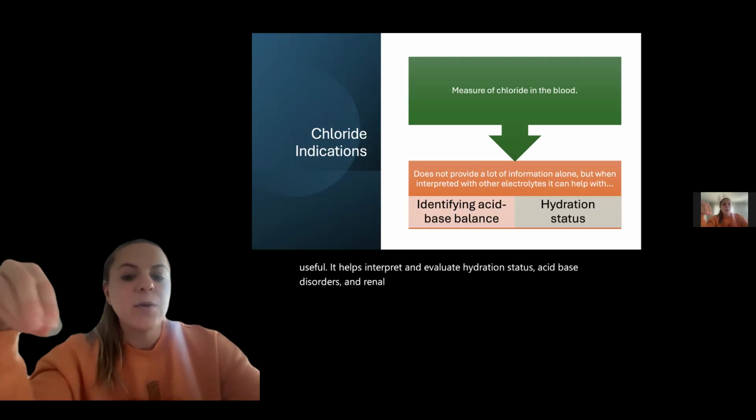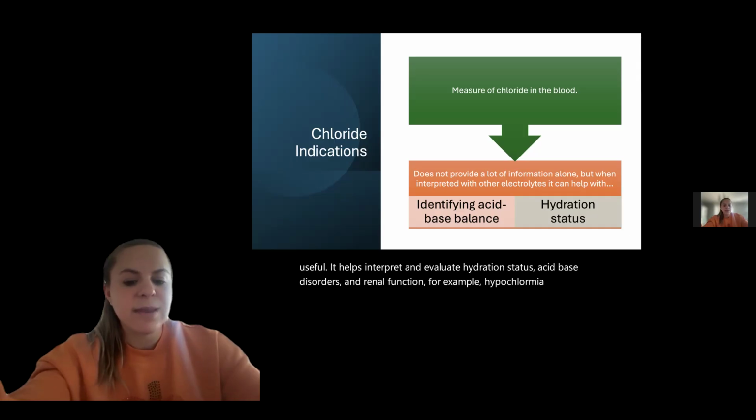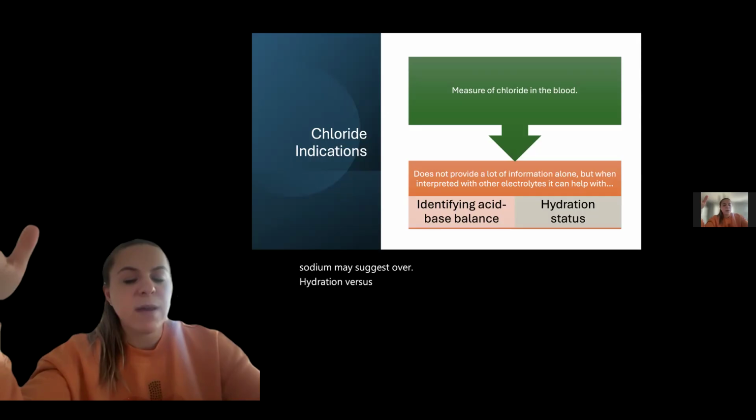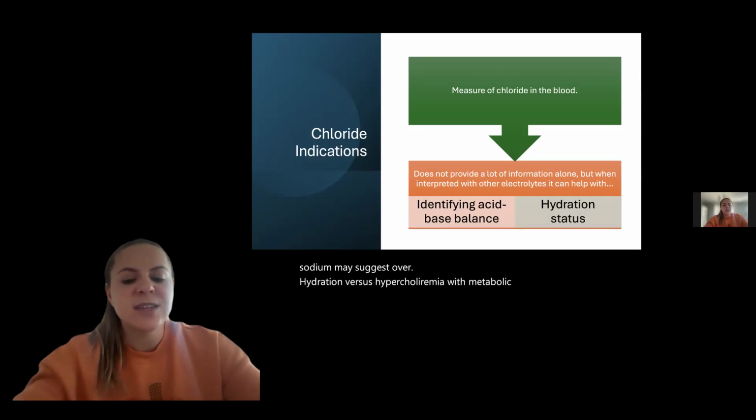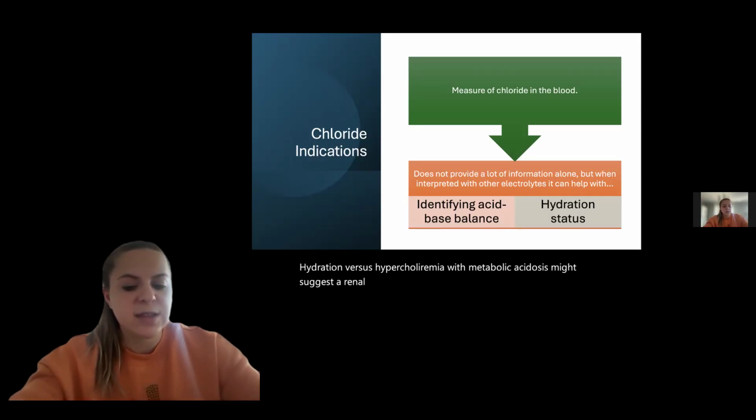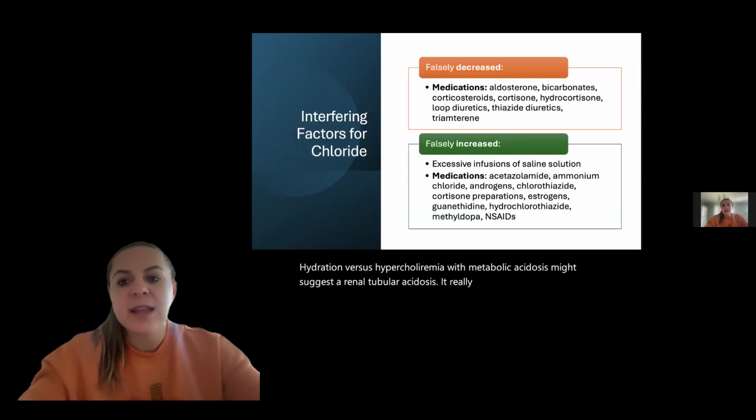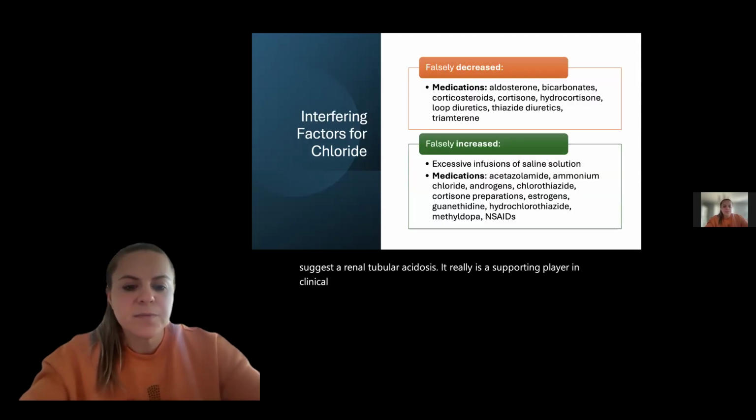For example, hypochloremia with low sodium may suggest overhydration, versus hyperchloremia with metabolic acidosis might suggest a renal tubular acidosis. It really is a supporting player in clinical interpretation.